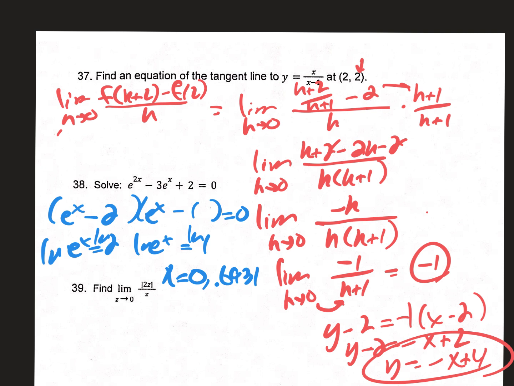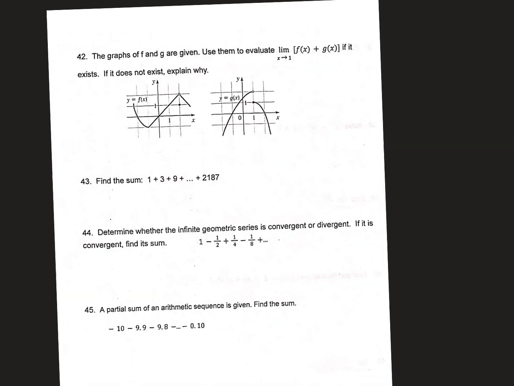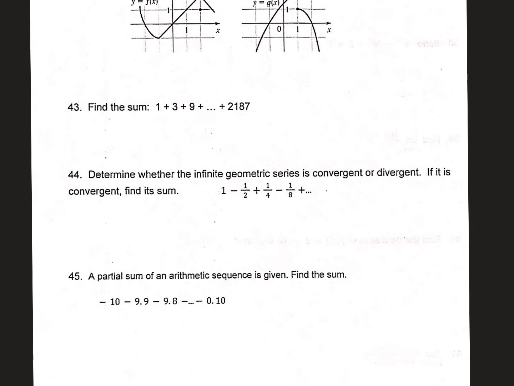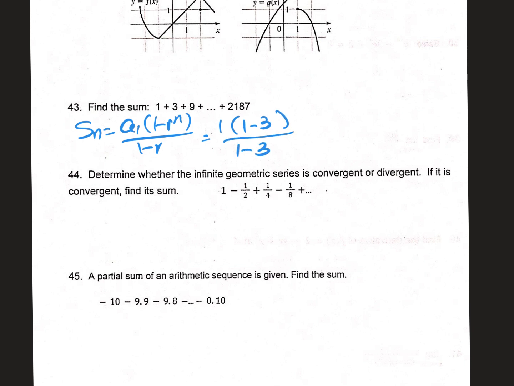All right, let's go to the last 3, which are going to be 40 to 45. Here we go, 43. Find the sum of this one. This is obviously geometric because they're multiplying by 3. The sum of it geometric is this formula: the first term times 1 minus r to the n power over 1 minus r. The first term I know is 1. Don't even need to put that there if you don't want to. r is 3. That's what they're multiplying by. I don't know n yet. Over 1 minus r, which is 1 minus 3.